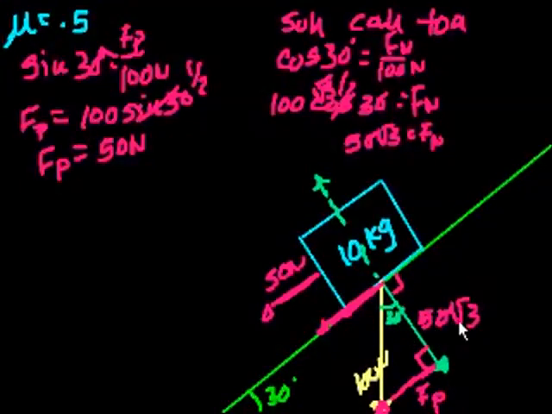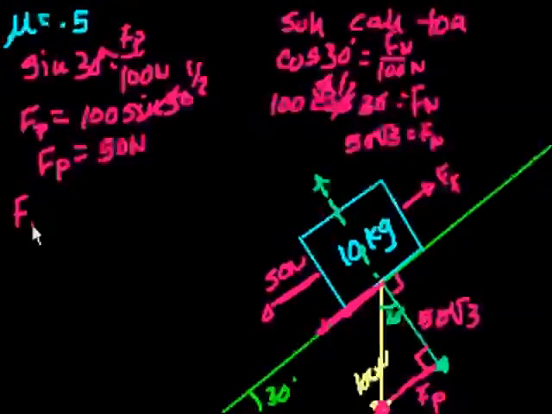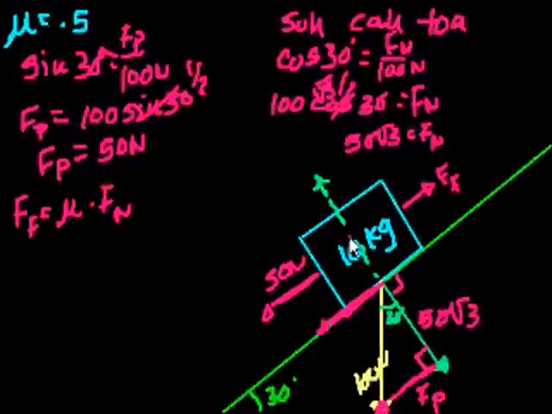And what is that? It's 50 square roots of 3 newtons. So the force of friction, F sub F, which is always opposite to the direction that the object is moving, is equal to the coefficient of friction times the normal force. The normal force is, of course, magnitude-wise the same as the component of gravity. I know I keep repeating it. The component of gravity perpendicular to the surface.